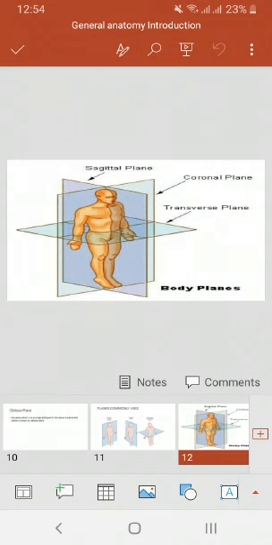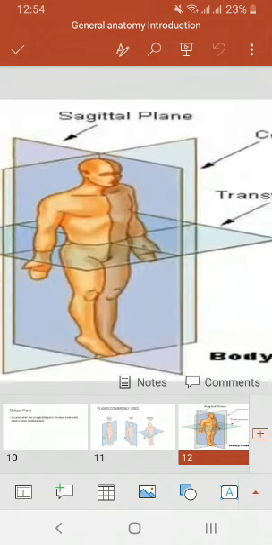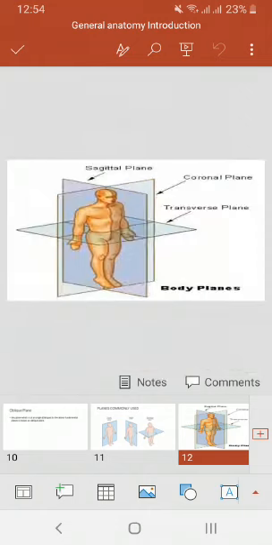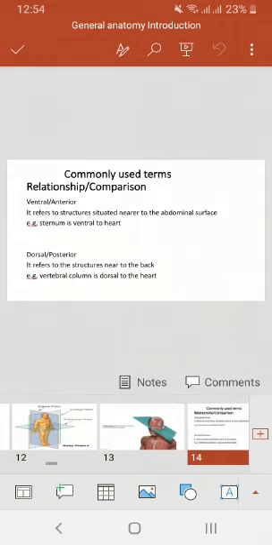This is the diagrammatic representation again. The central one is the sagittal plane, then there is a coronal plane, then there is a transverse plane. All these planes divide the body into halves. Then there are commonly used terms of relationship or comparison. There is ventral or anterior, there is dorsal or posterior.